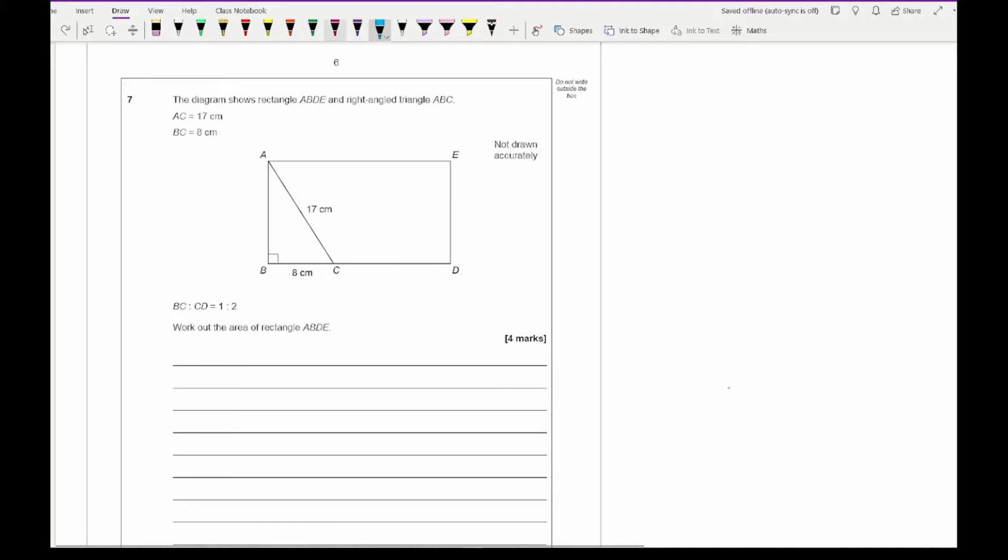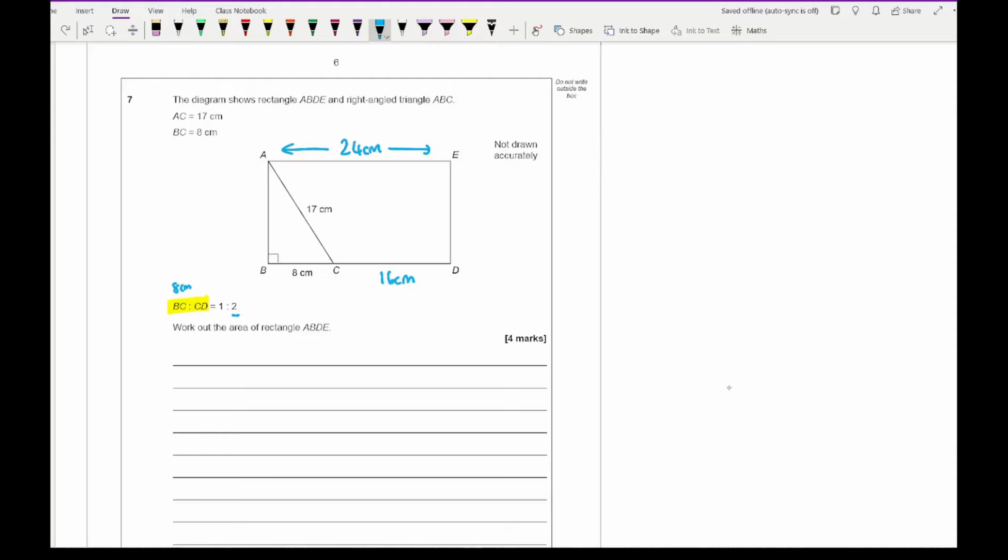Now using this ratio here, I can see that if B to C is 8 centimeters, then C to D is going to be double that, so that's then going to be 16 centimeters. Now the next thing I need to know, so all of this, the length of A to E is therefore going to be 24 centimeters.